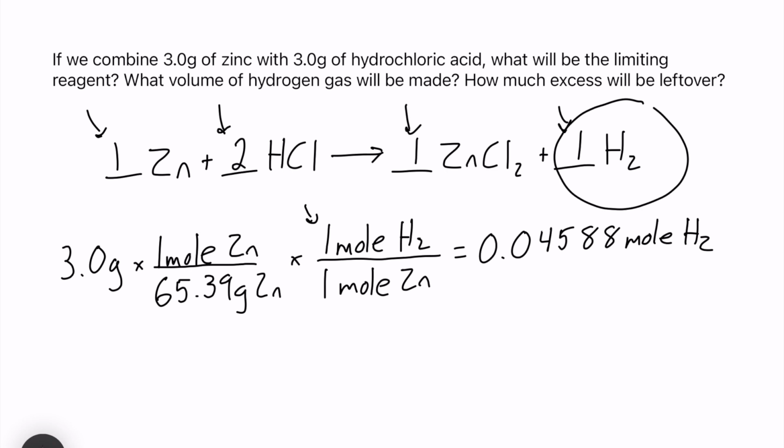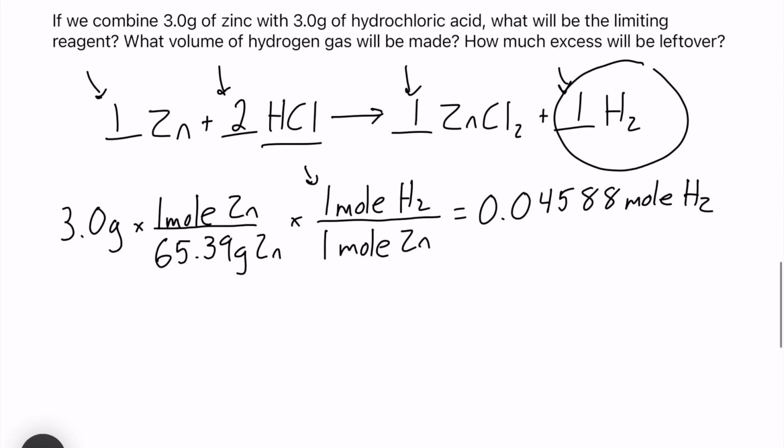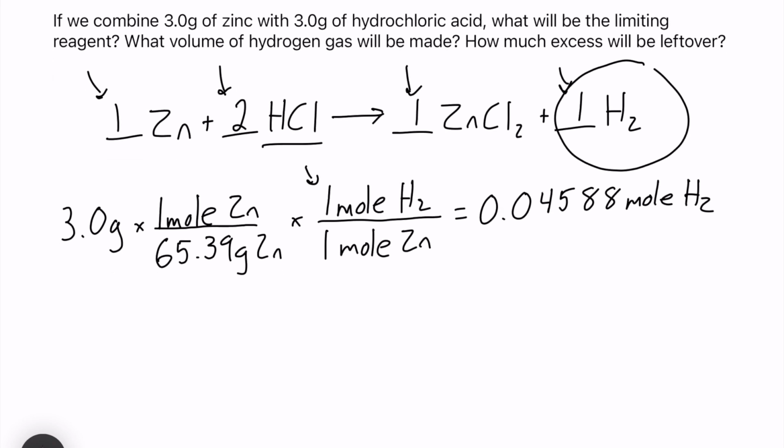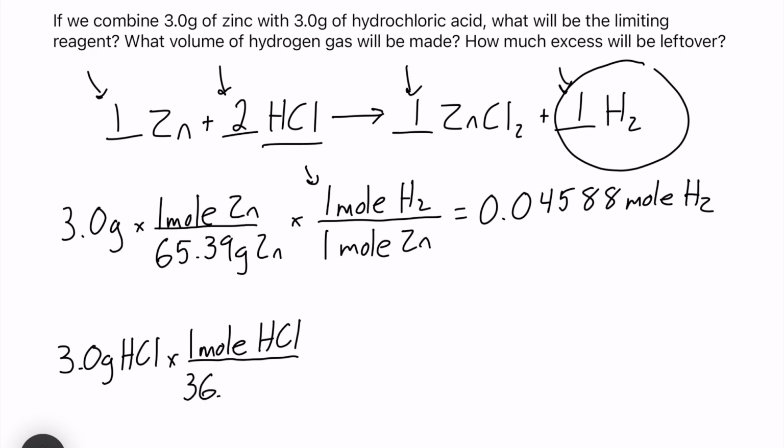Let's move on to step 4, which is pretty much the exact same thing, but with our other reactant. So now we're going to be looking at our hydrochloric acid. We have, again, 3 grams of HCl, and first we are going to moles of HCl. So we have moles of HCl on top, and we are dividing by our molar mass of HCl.